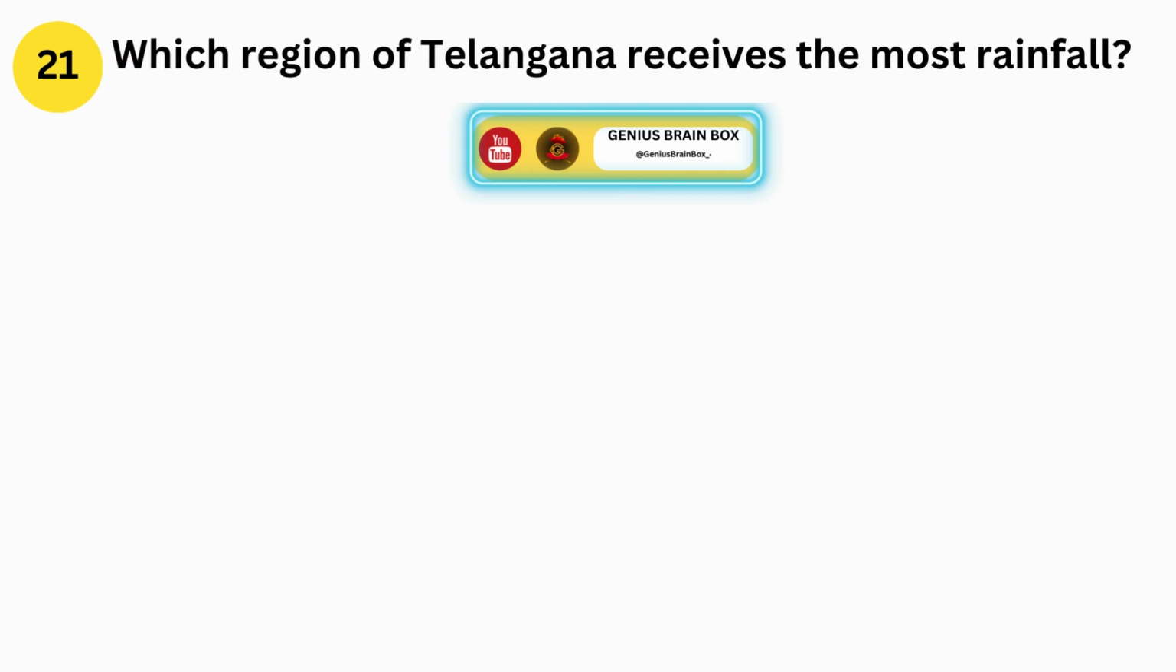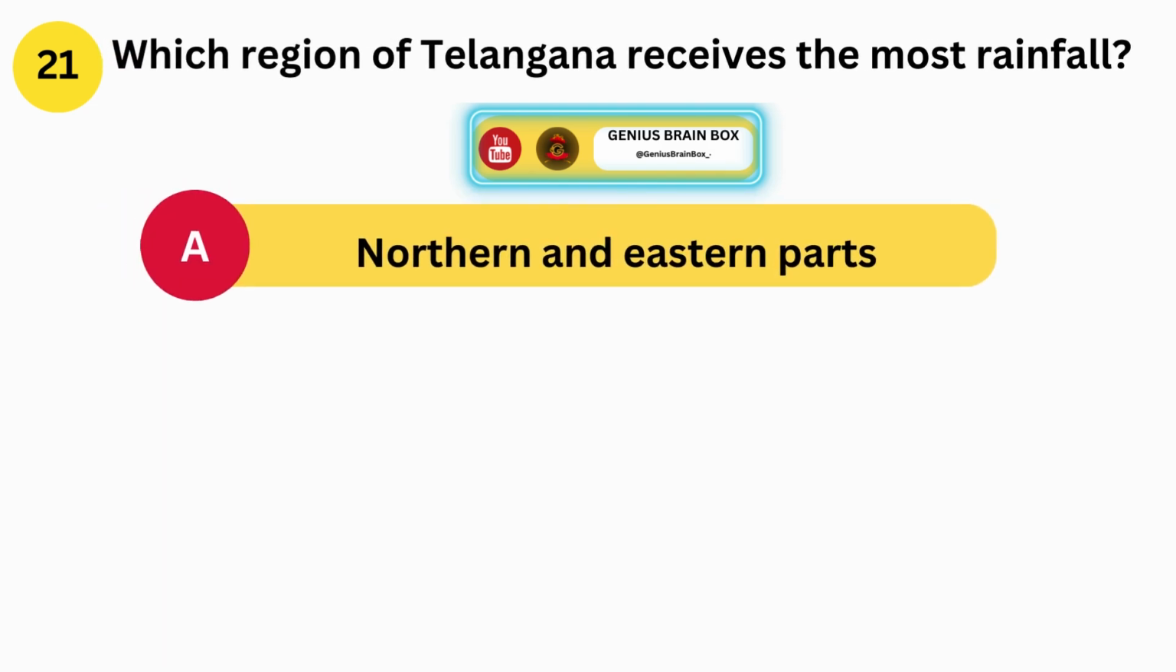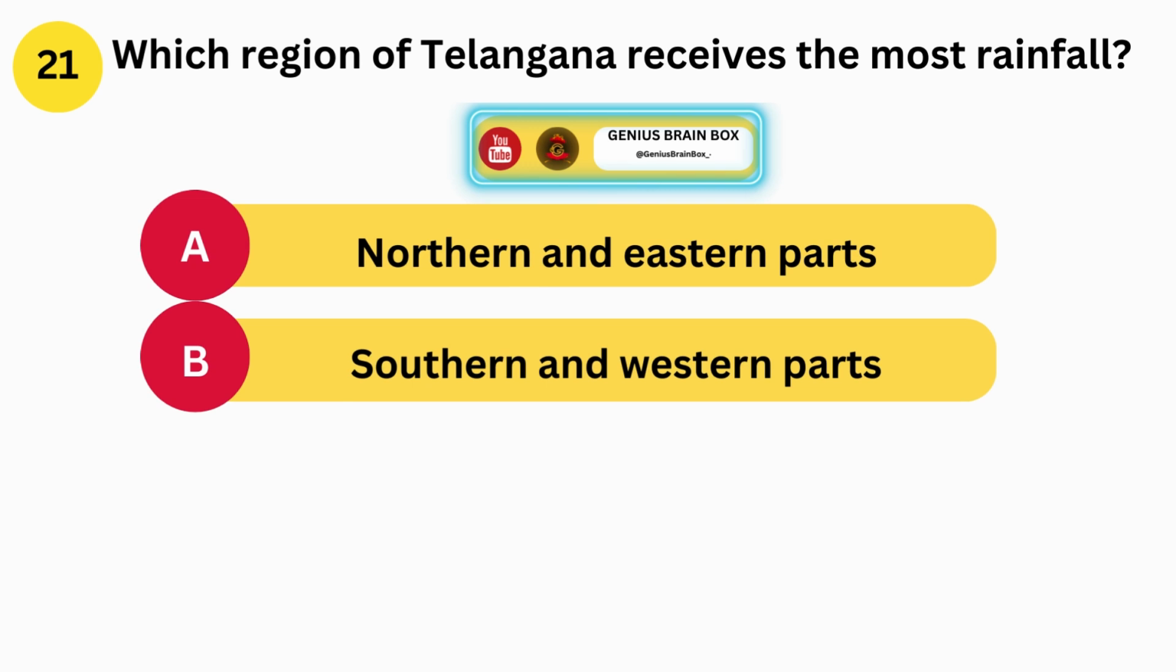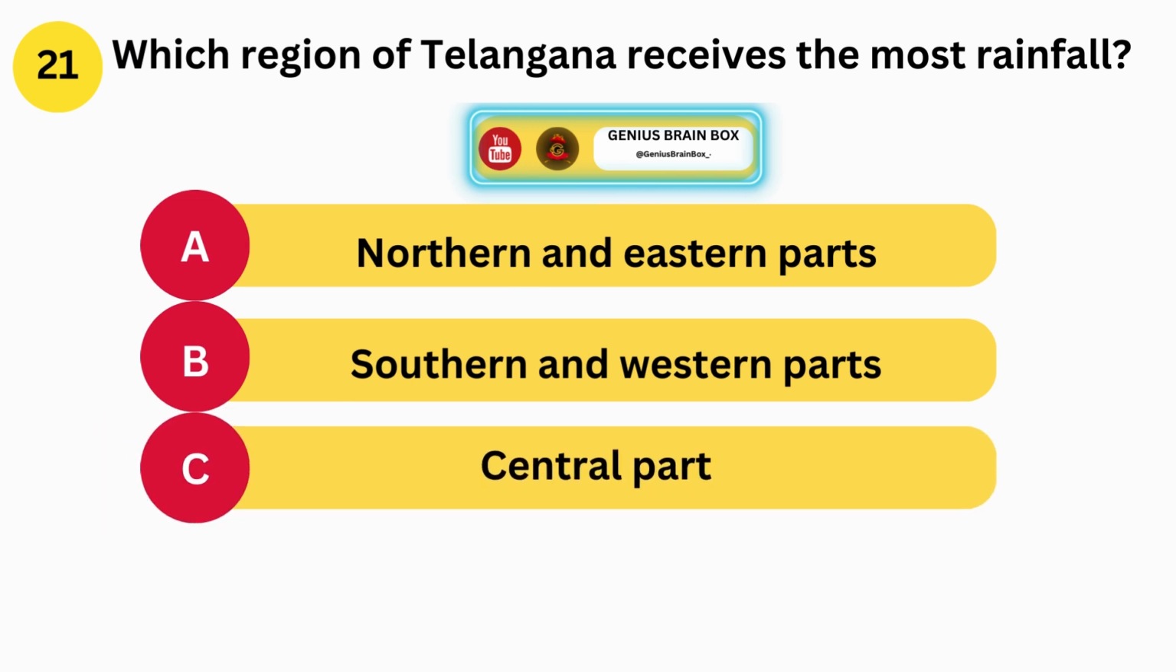Which region of Telangana receives the most rainfall? Option A, northern and eastern parts. Option B, southern and western parts. Option C, central part.